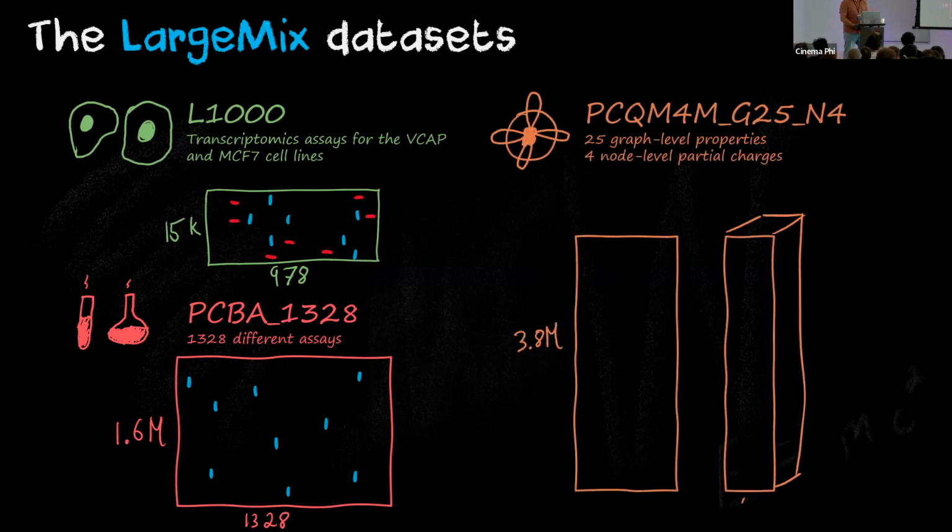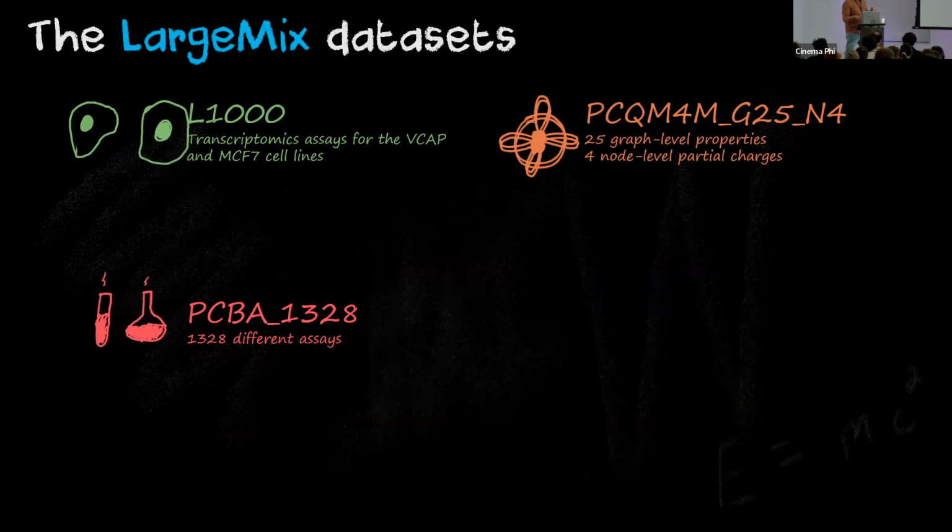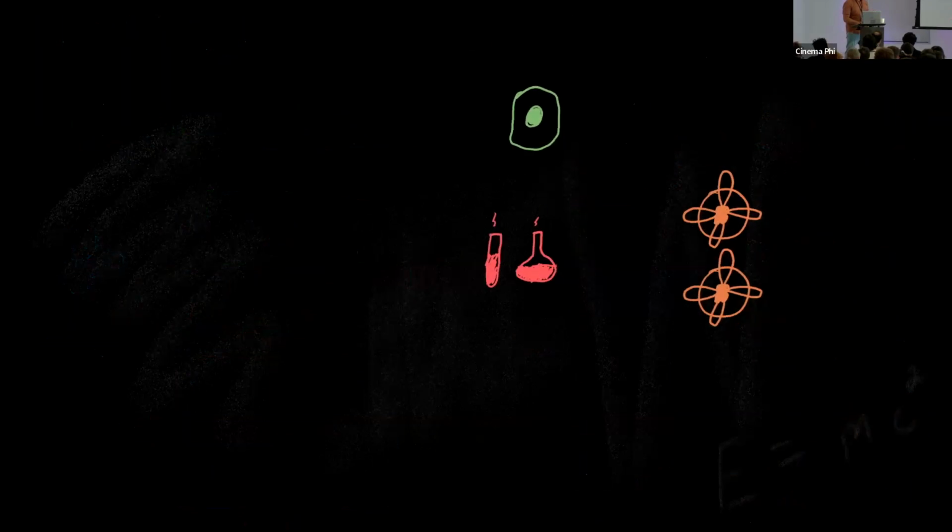Then we have the quantum mechanics data, which comes from quantum mechanics simulation using density functional theory. And for that, we have more dense matrices. So roughly 4 million molecules.